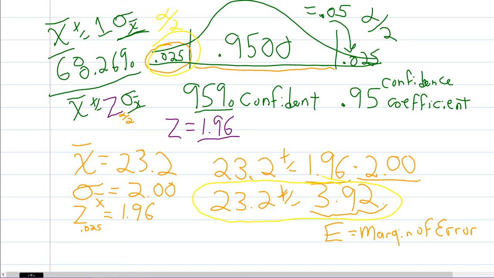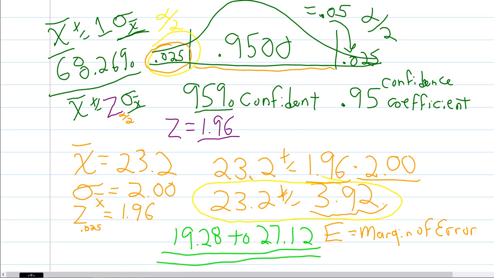Another way you'll see people write confidence intervals is they'll go ahead and add and subtract that 3.92 from the 23.2. So let's just do that. So we could say our 95% confidence interval is 19.28, and then we add the 3.92 to the sample mean. 23.2 plus 3.92 equals 27.12. Now let me say it again. I've repeated this a few times, but we are 95% sure that the population mean is somewhere between 19.28 and 27.12.